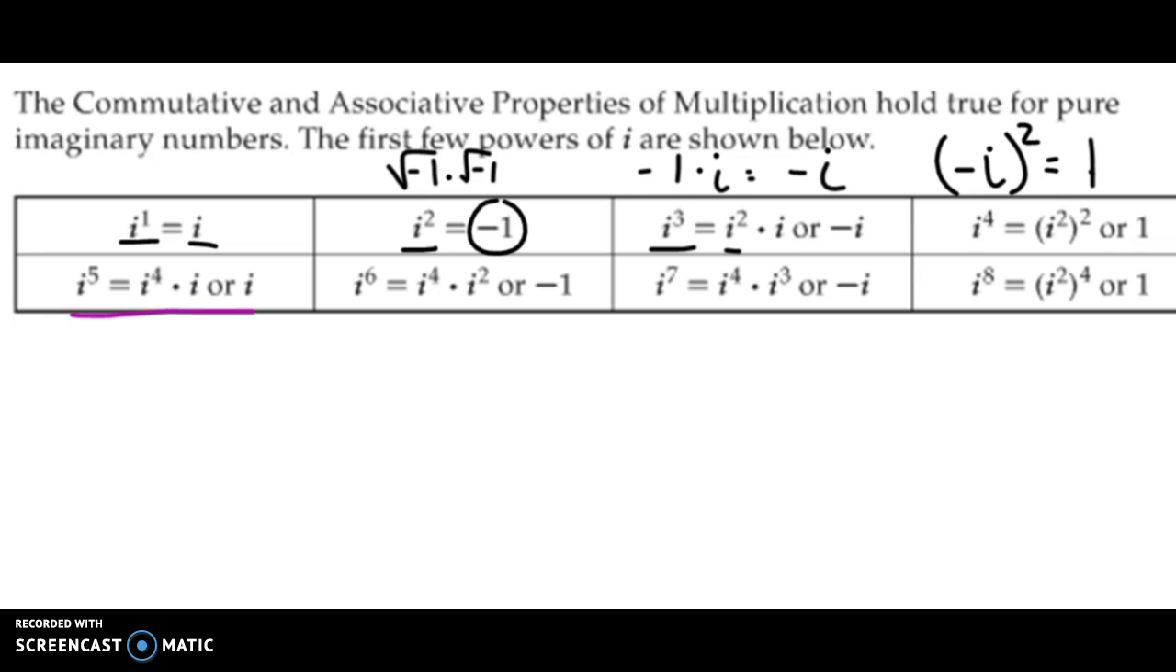i to the fifth repeats itself, goes to i. i to the sixth is the same as i to the fourth, which is 1, times i squared, and so on and so forth. So we're trying to figure out what each one can be.